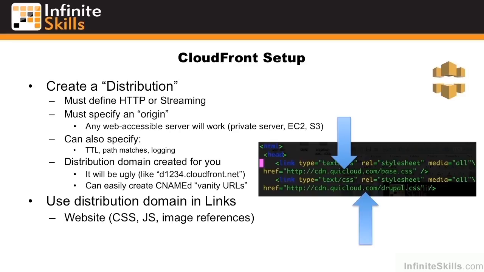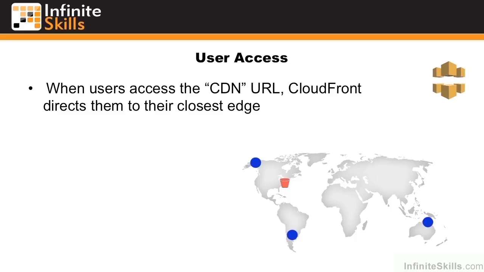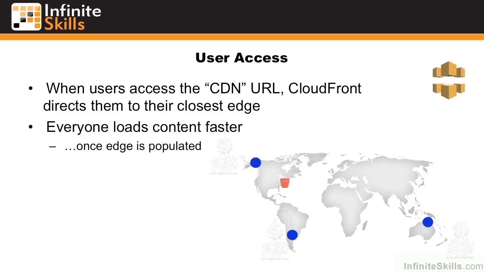This is great for website assets such as CSS, JavaScript, and image references, or inside of applications like media players, web, mobile, or desktop applications. When users access a CDN URL, CloudFront directs them to their closest edge, so everyone loads their content faster once that edge is populated.